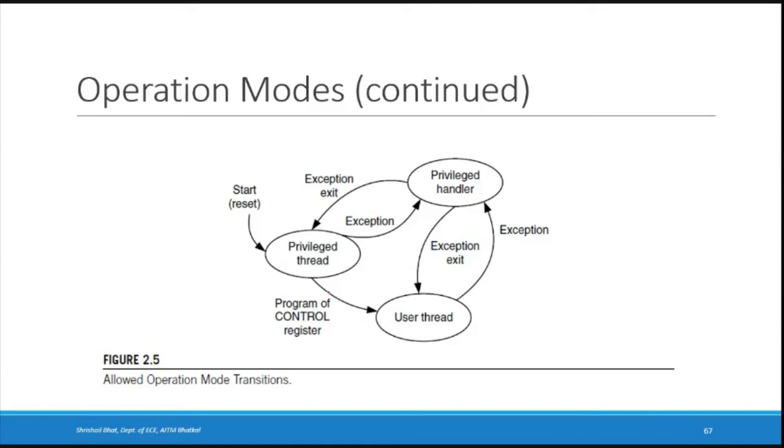There are actually 3 states, that is privileged thread, privileged handler, and user thread. There is no user handler. And there is no direct transition from user level thread to privileged level thread. So from user thread, if you want to go to privileged thread, you have to cause an exception, go to privileged handler, and from there you can go to privileged thread, right? Through the control register, you can only change from thread mode privileged level to thread mode user level, and you cannot do the other way. That's what we need to understand in this particular case.